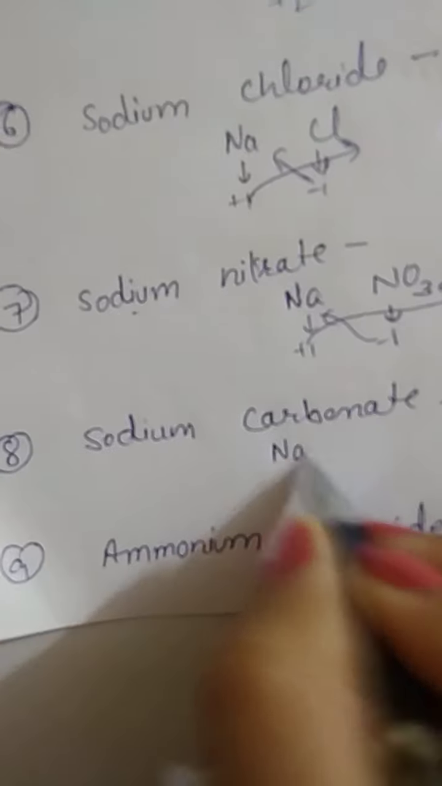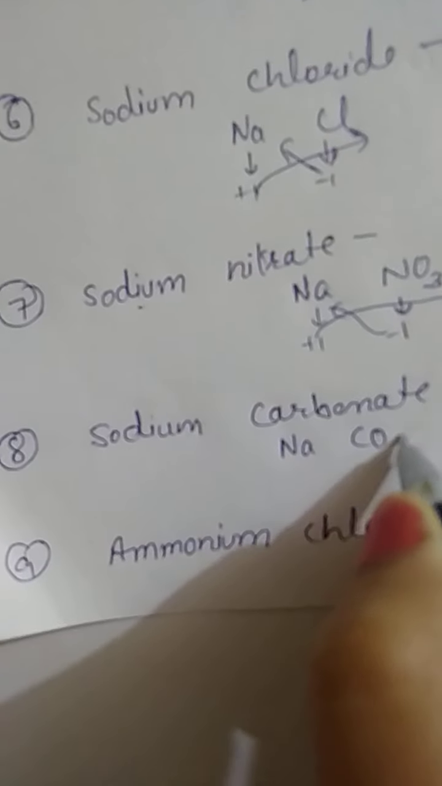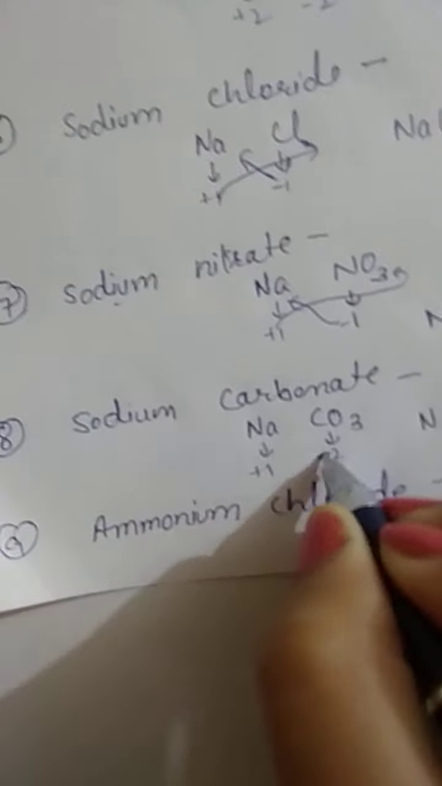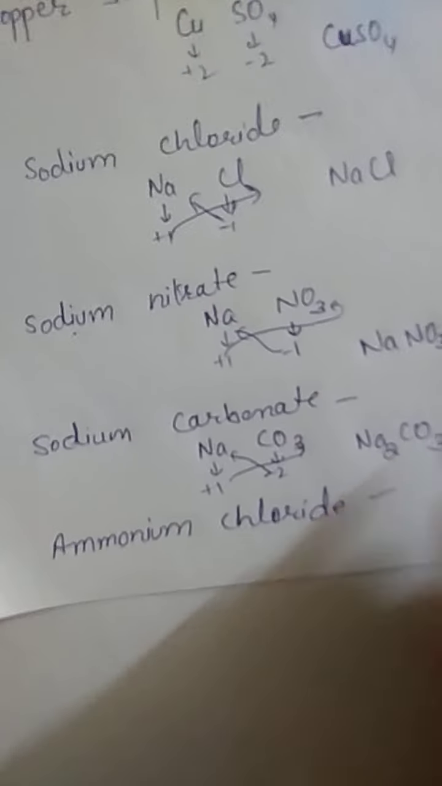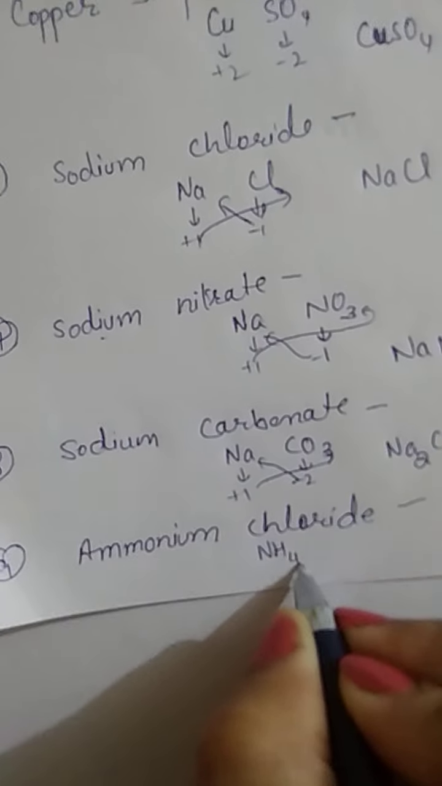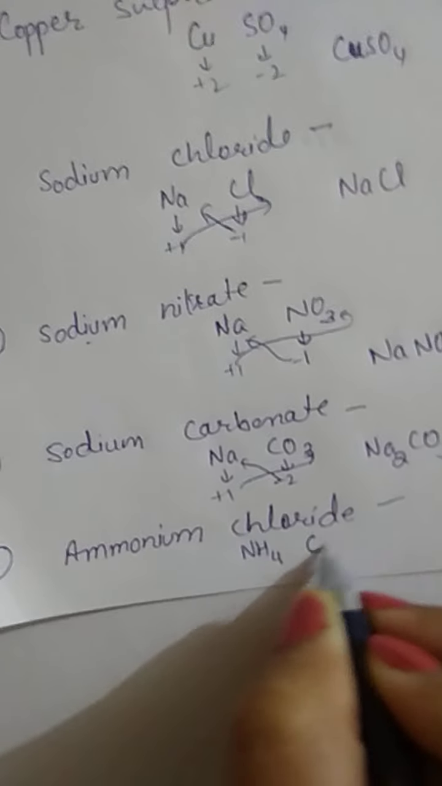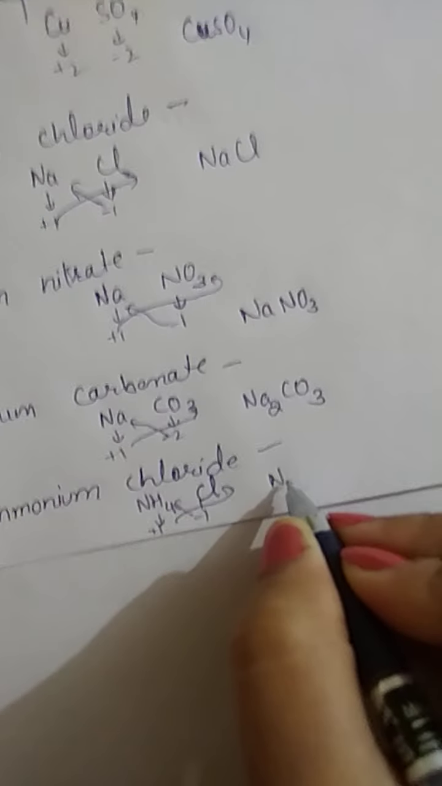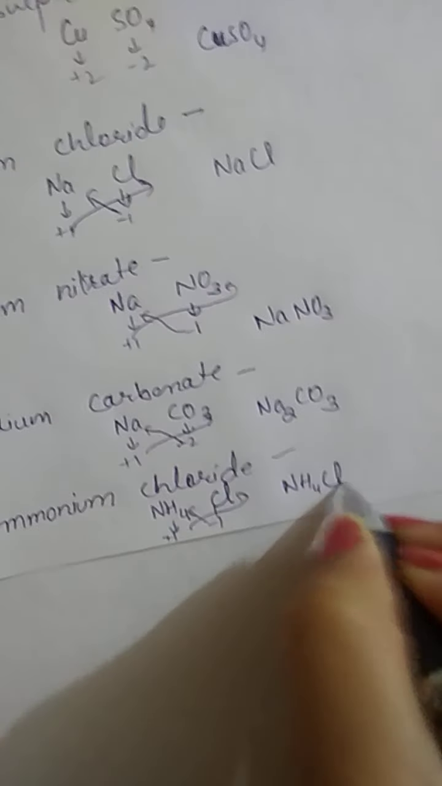The next one is sodium carbonate. Na, and carbonate is CO3. It is -2, sodium is +1. So it will cross over, Na2CO3. Then ammonium chloride. Ammonium is NH4 and chloride is Cl. It is +1, it is -1, so the formula of ammonium chloride is NH4Cl.